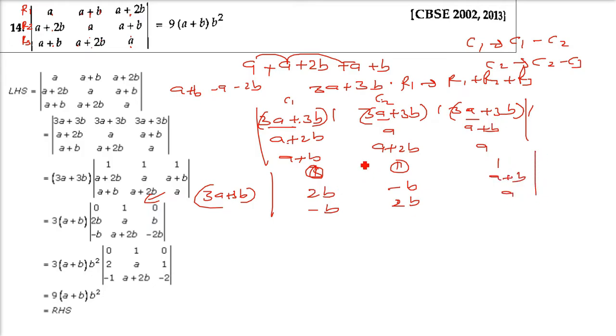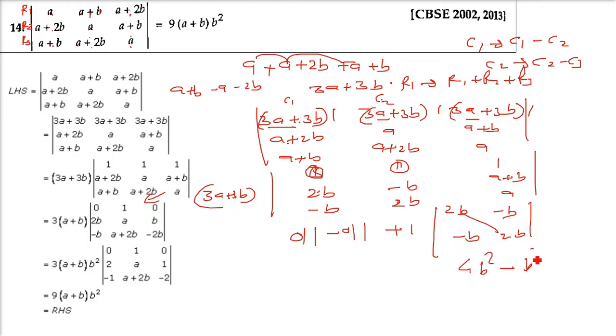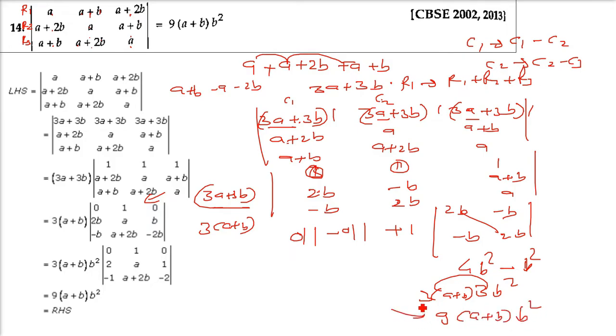Okay. So now we can open it using the first row. As I said, you can do it whichever way you want, but the first 0 and second 0 are not worth anything to us because they will be 0 anyway. The last one is 2b, minus b, 2b. So 2b into 2b is 4b squared. Minus minus is going to be plus, so it will be minus b squared. So this is 3b squared. And what was outside? 3a plus 3b. You can take 3 common from here: 3 into a plus b. So 3 into 3 is 9, and you have a plus b and then b squared.